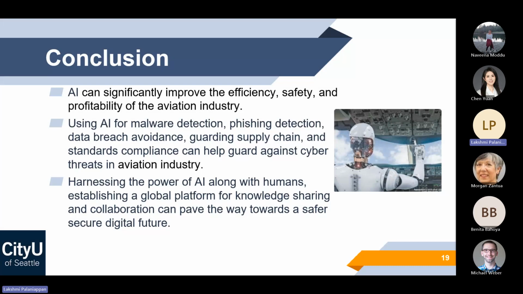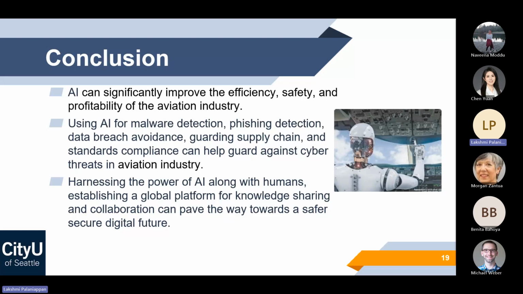AI can significantly improve the efficiency, safety, and profitability of the aviation industry. Adopting AI requires collaboration between stakeholders in the aviation industry to ensure that the technology is developed and implemented in a safe, responsible, and ethical manner. In conclusion, using AI to detect malware and phishing, avoid data breaches, guard the supply chain against DDoS attacks, and enforce regulatory compliance standards can help guard against cyber threats in the aviation industry.